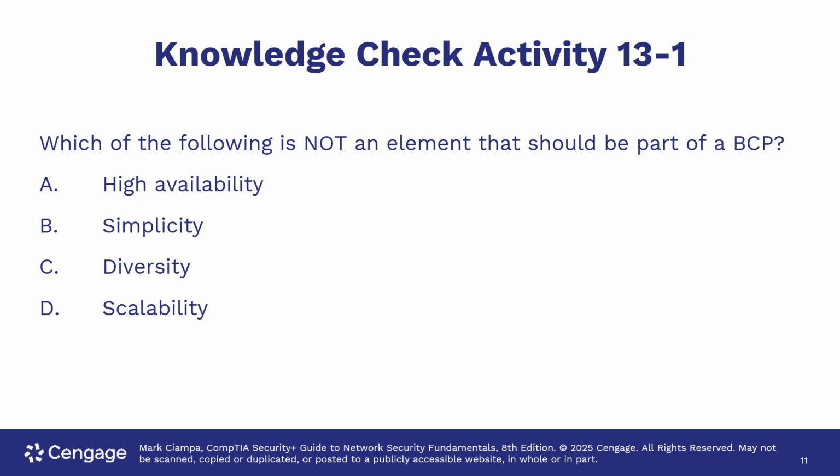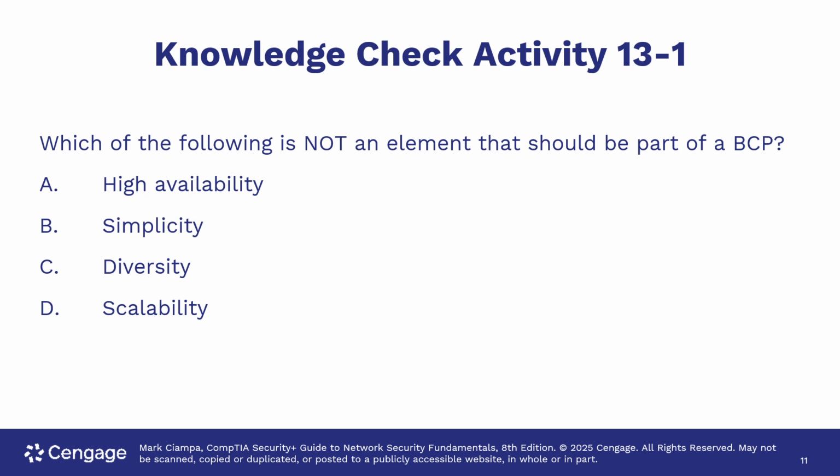So let's check our knowledge activity number 1 here. Which of the following is not an element that should be part of a business continuity plan, or BCP? High availability, simplicity, diversity, or scalability. You remember we talked about this, and it's important because we need to make the right choice here.